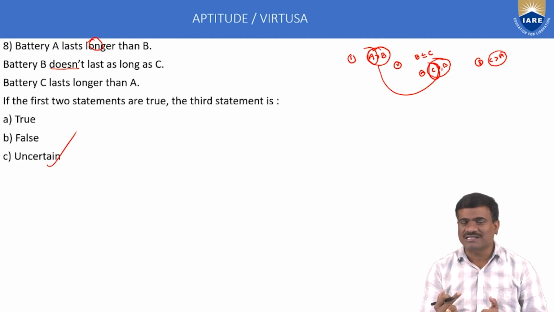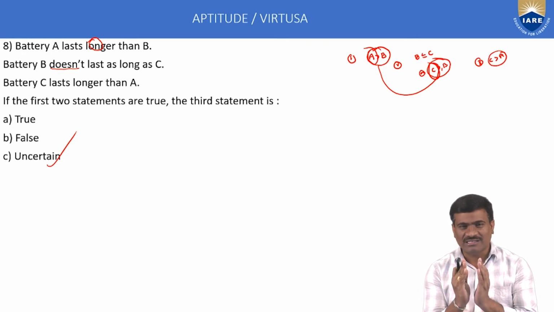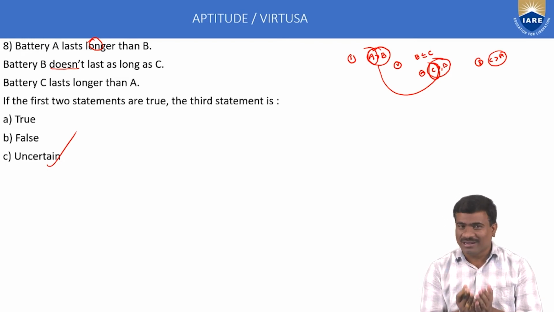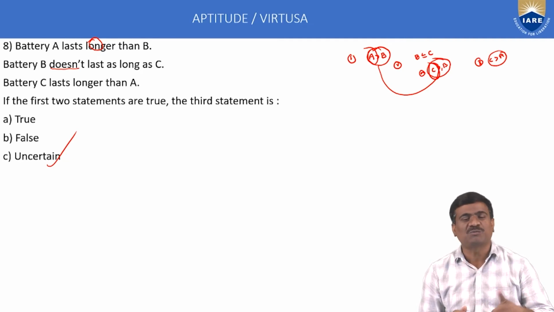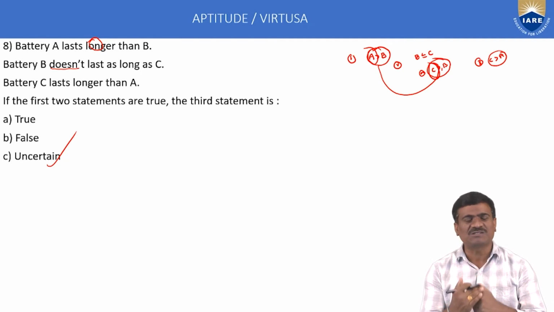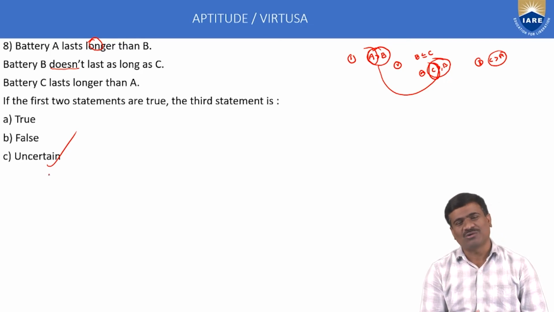Using the first and second statements, write the final conclusion. Here the A and B relation is given, and the C and B relation is also given. Calculate A and C. Here three possibilities exist. First possibility, less than. Second possibility, greater than. Third possibility, equal. Three cases are possible, then the answer is uncertain. Option D only is correct.